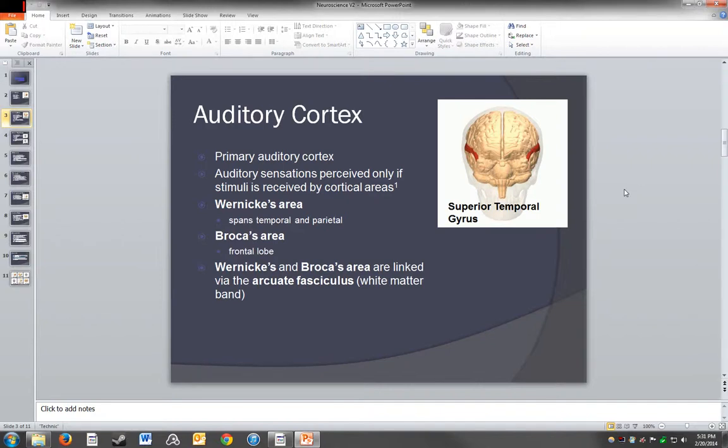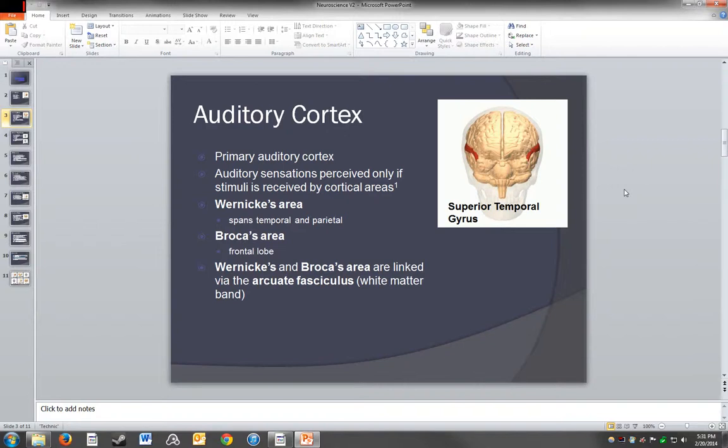and parietal lobe. If it's damaged, then the patient will have nonsensical speech, but they can still produce speech. Broca's area is in the frontal lobe, however, it works with Wernicke's area quite a bit. They are linked together via the arcuate fasciculus. If there's damage to Broca's area, speech production is heavily compromised.